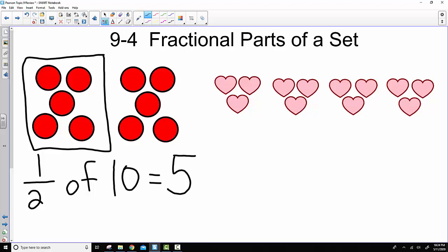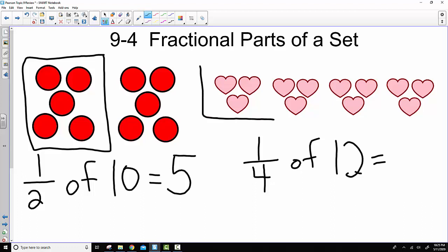Next, we have a set of hearts. Counting the hearts, we can see there are 12. There are 12 hearts. Our interest for today is 1/4 of the hearts. So 1/4 of the 12 hearts equals, and we can divide that evenly into 4 parts, 1/4 of those parts equals 3.